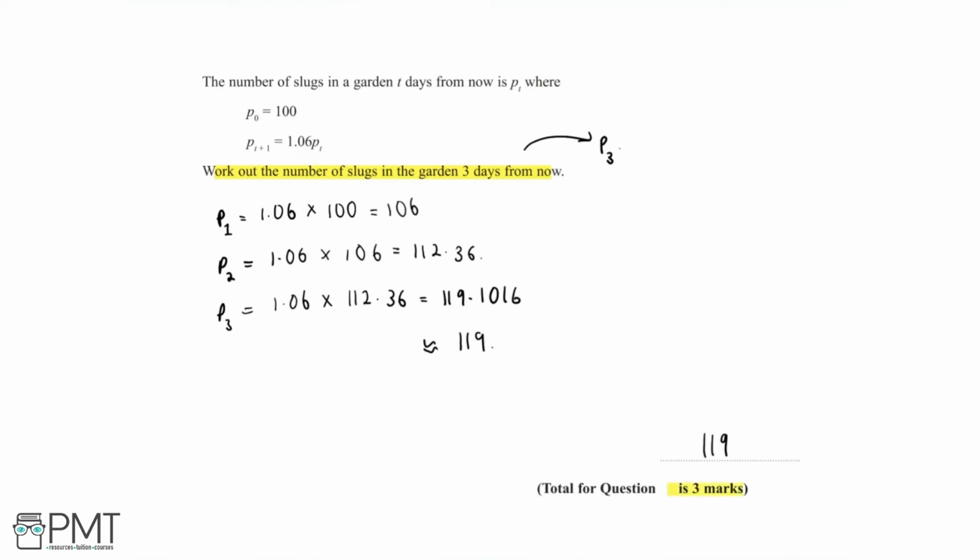This question is worth 3 marks, so let's take a look at where these marks are allocated. Now the first mark is for starting off the process to find p_1 by doing 1.06 multiplied by 100 to get an answer of 106. Now the second mark is for continuing the process in order to find p_3. And the third mark is for getting the final correct answer of 119, allowing us to get the full 3 marks needed in this question.